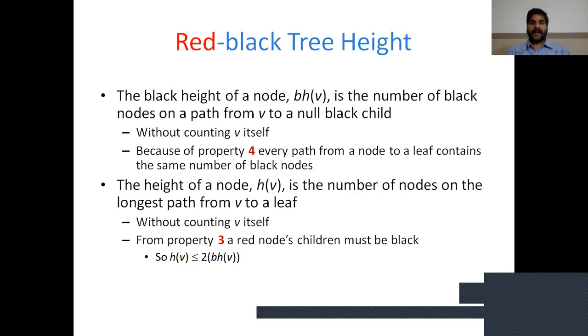Now, the red-black tree height. The black height of a node, bh(v), is the number of black nodes on the path from v to a null black child, without counting v itself. Because of property four, every path from a node to a leaf contains the same number of black nodes. The height of a node, h(v), is the number of nodes on the longest path from v to a leaf, without counting v itself. From the third property, red node children must be black, so we can write h(v) less than or equal to 2 bh(v).